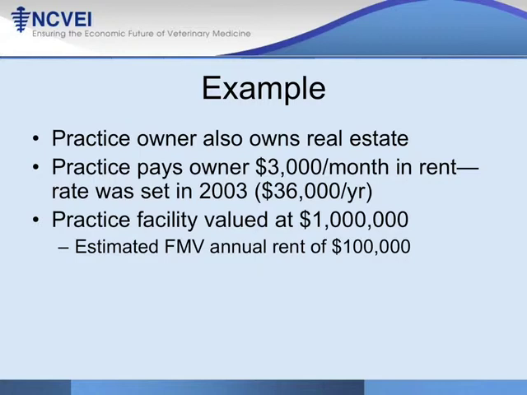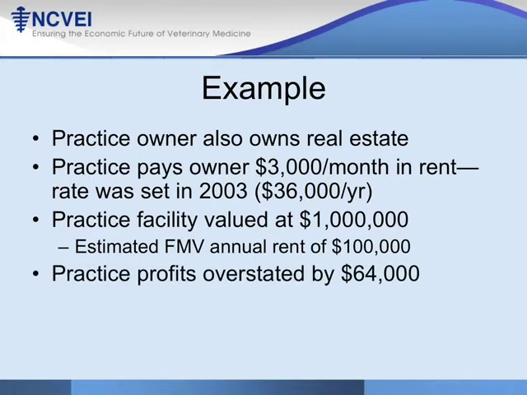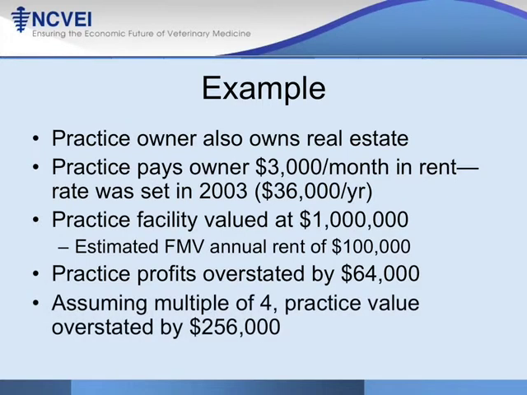So in this case, we would say that the estimated fair market value of the rent is about $100,000, and yet the owner is only being paid $36,000. So the practice profits are overstated by $64,000. And again, if we assume a multiple of 4, the practice value, if it was prepared just using the tax return without these adjustments, would be overstated by about $256,000.